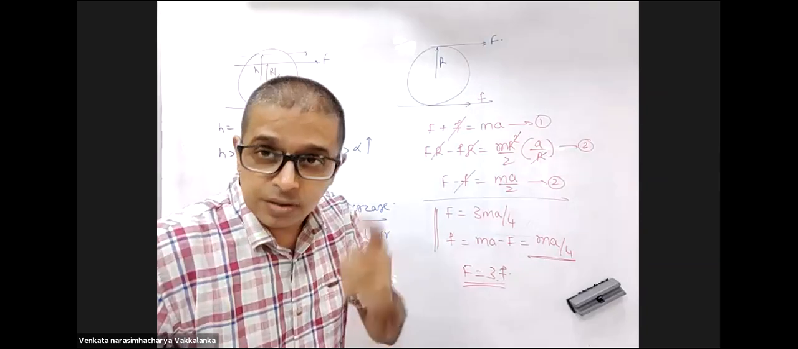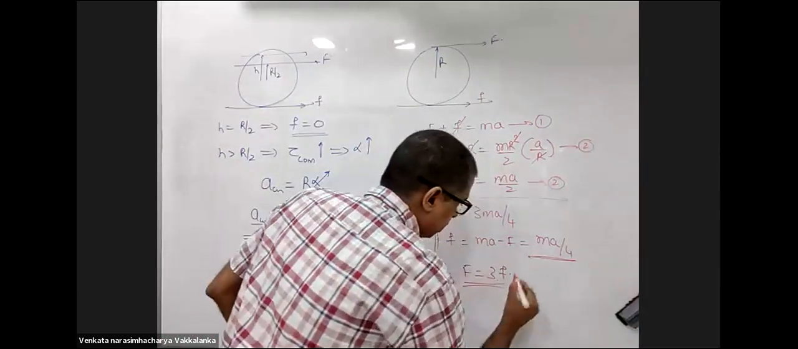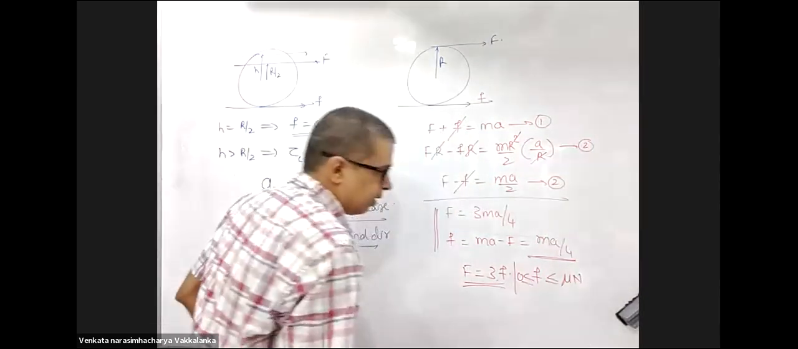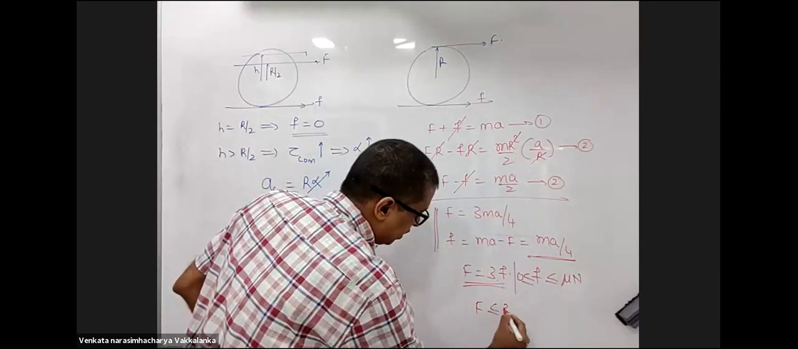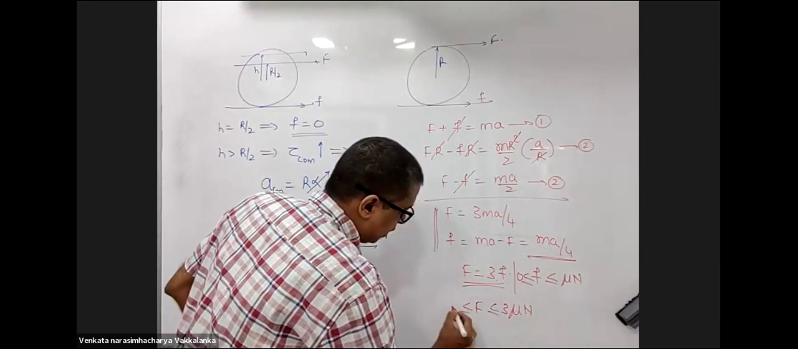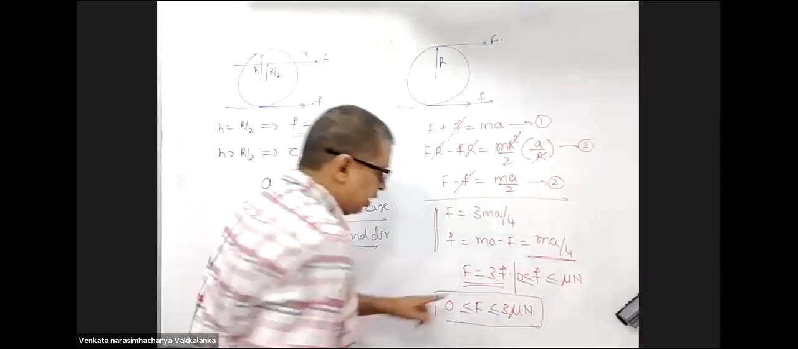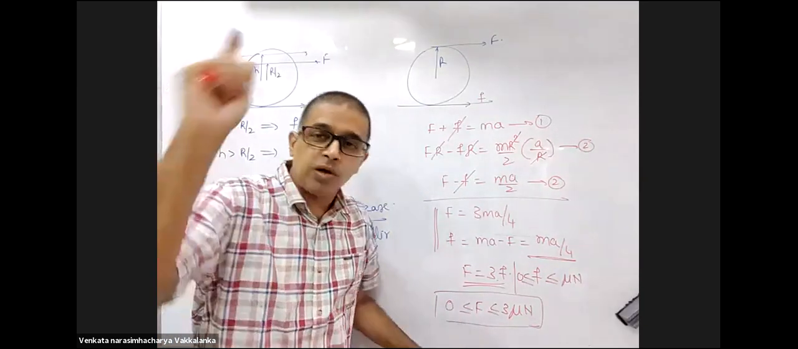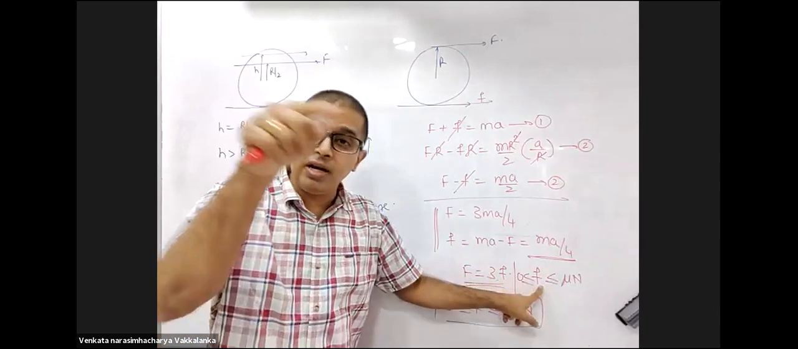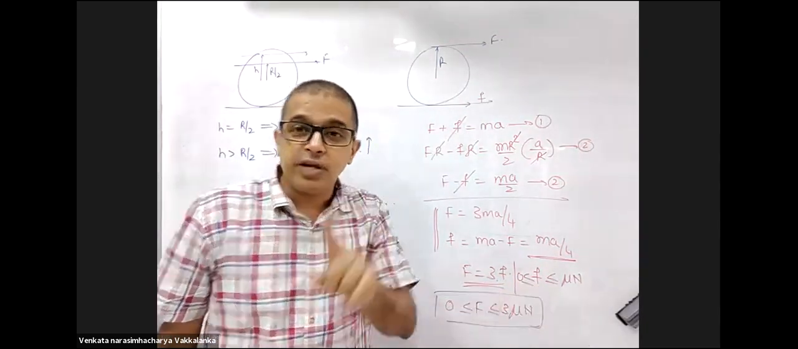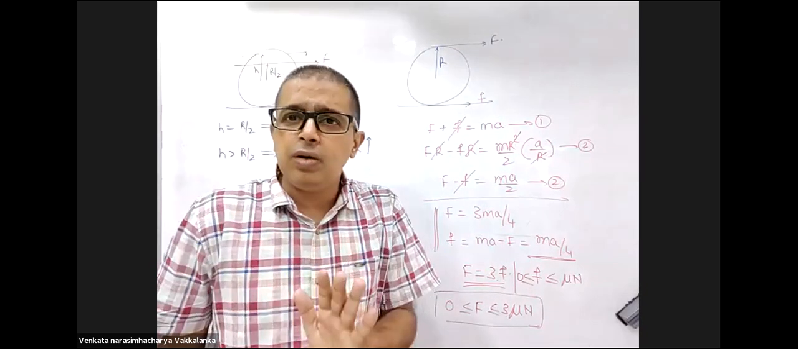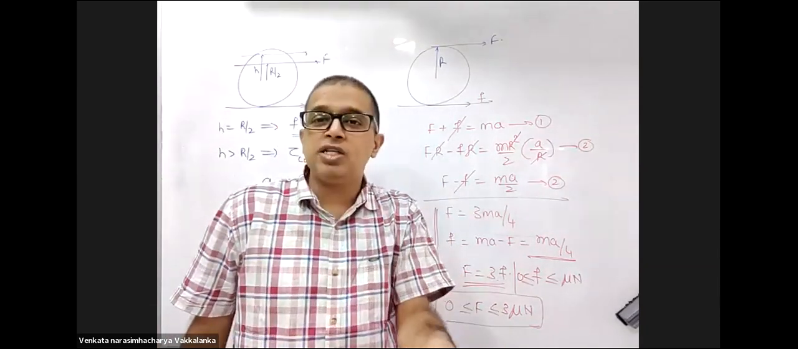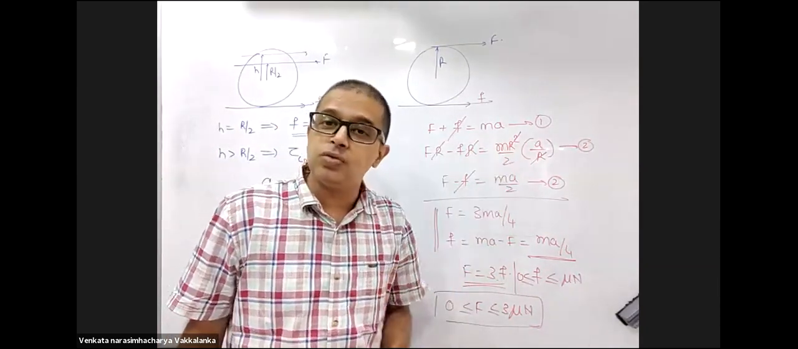Listen carefully. Friction can take any value between 0 and mu n. So capital F can take any value up to 3 times mu n, greater than 0. If you apply capital F anywhere between this, the body will roll. Correspondingly, the value of friction will adjust. Friction's maximum value is mu n, minimum value is 0. Now you apply a force anywhere between these two, and you have a corresponding value of friction for which the body rolls.